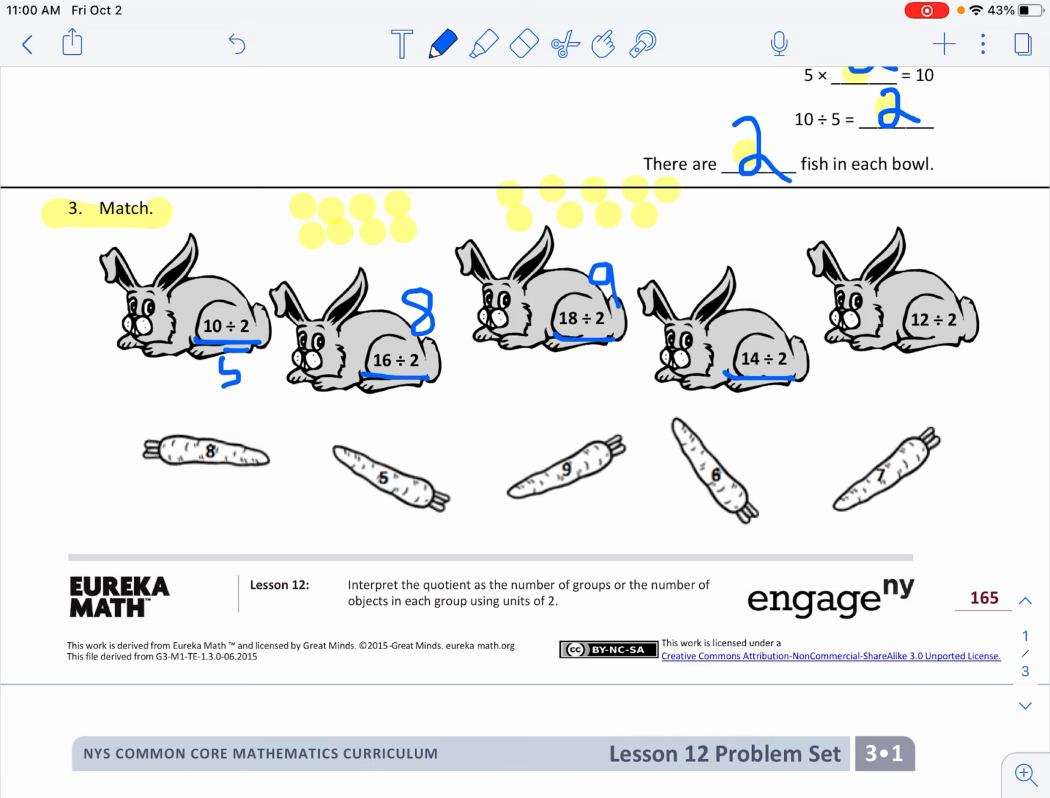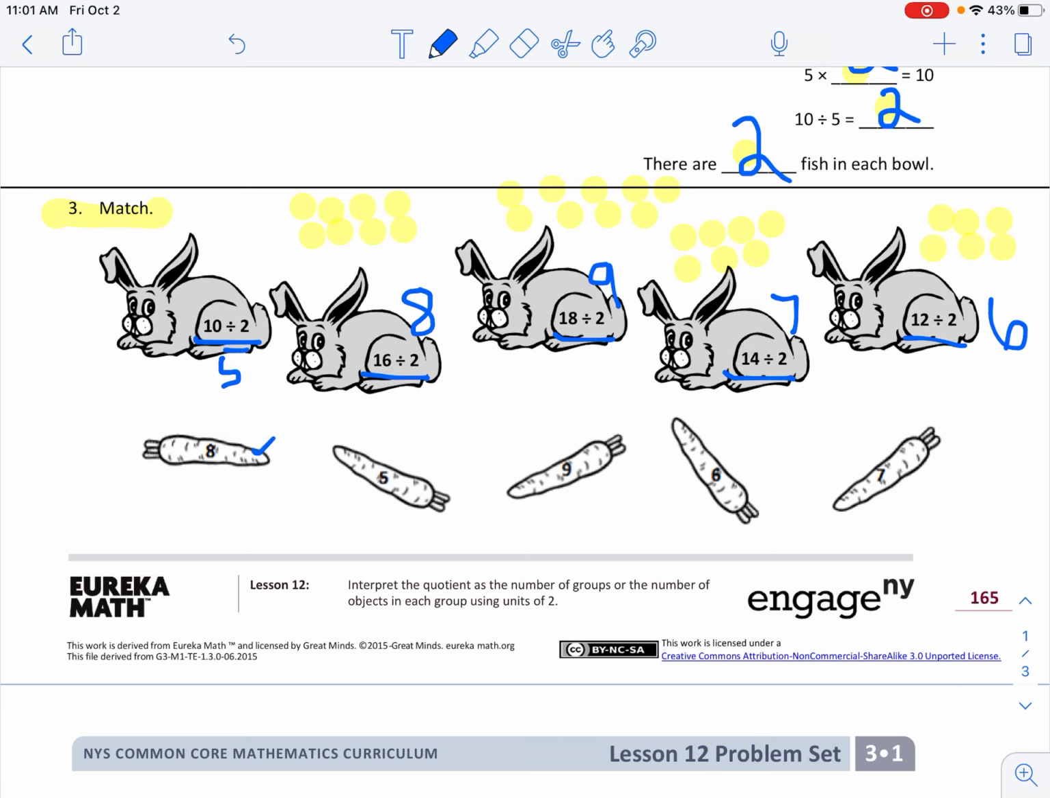My next rabbit is 14 divided by 2. How many 2's do I need to get to 14? 2, 4, 6, 8, 10, 12, 14. I need 7 2's to get to 14. 14 divided by 2 equals 7. And 12 divided by 2. 2, 4, 6, 8, 10, 12. I need 6 2's to get to 12. So that answer is going to be 6.